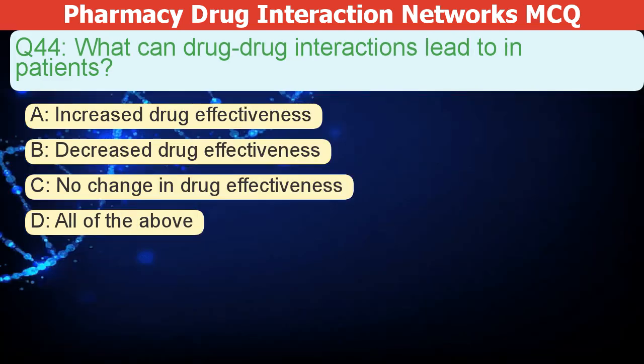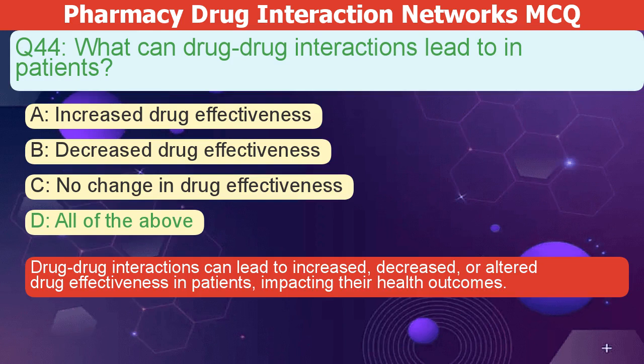What can drug-drug interactions lead to in patients? A. Increased drug effectiveness. B. Decreased drug effectiveness. C. No change in drug effectiveness. D. All of the above. The correct answer is D. Drug-drug interactions can lead to increased, decreased, or altered drug effectiveness in patients, impacting their health outcomes.